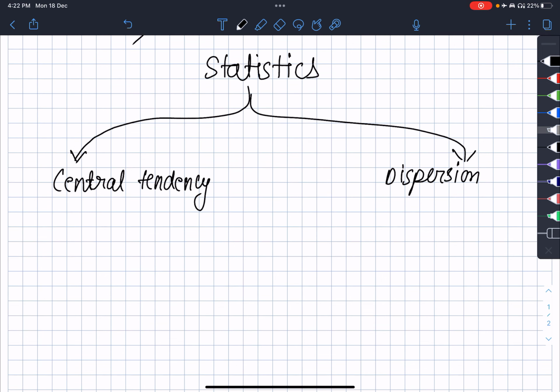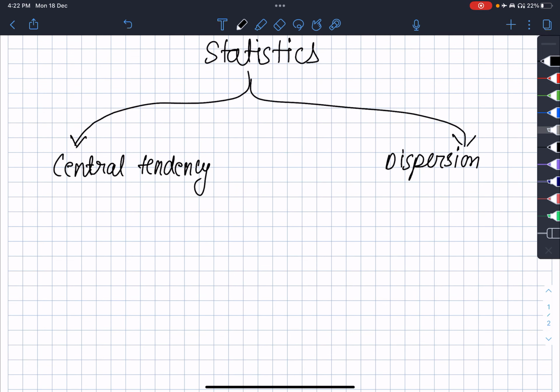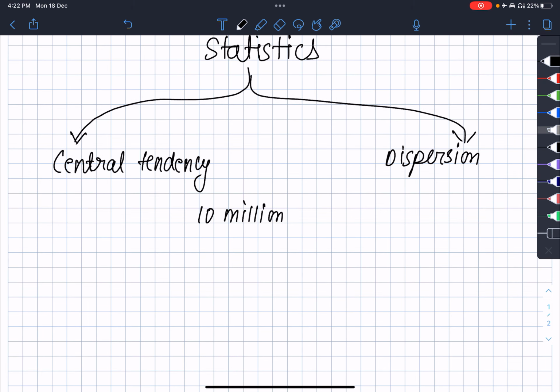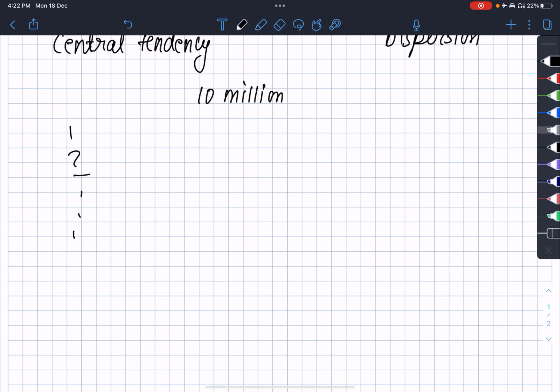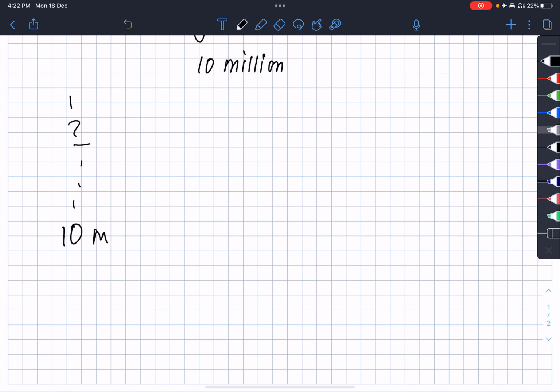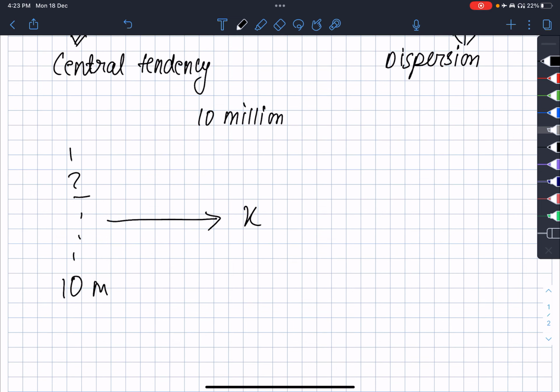Now what does central tendency mean? Let's suppose we have a data set of 10 million, as I mentioned earlier. In central tendency, we have a single number which represents the whole distribution of the numbers. We have 10 million numbers, 1, 2, 3 till 10 million, and now we have a single x which represents the behavior of this data, what kind of data it is. It is a single representative of the data.